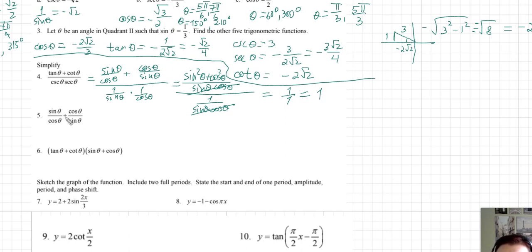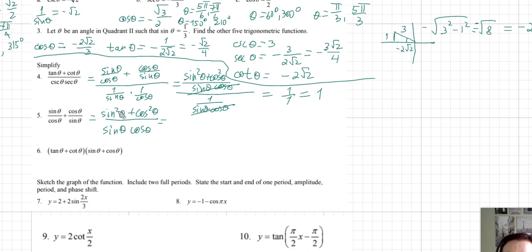Number 5, it's kind of like what we had over here. So the common denominator is going to be cosine times sine theta. I'm going to write down sine theta first times cosine theta. Which means that the first fraction has to be multiplied by sine theta. That's how you get sine squared theta. And then the second fraction has to be multiplied by cosine theta, which gives us cosine squared theta.